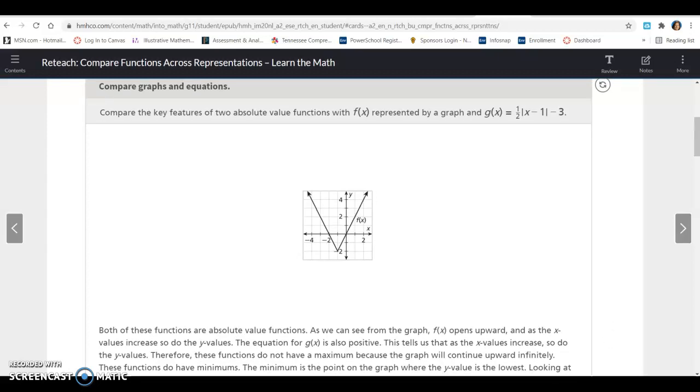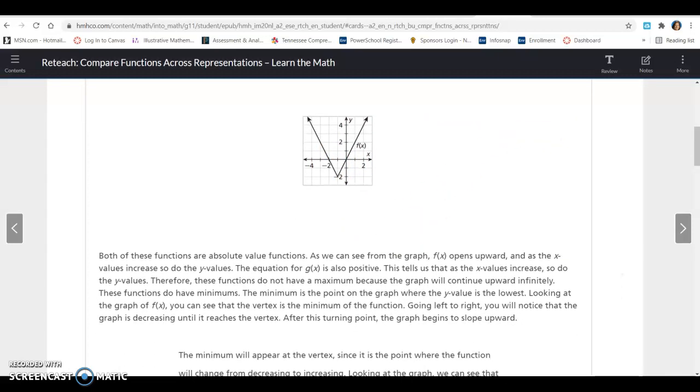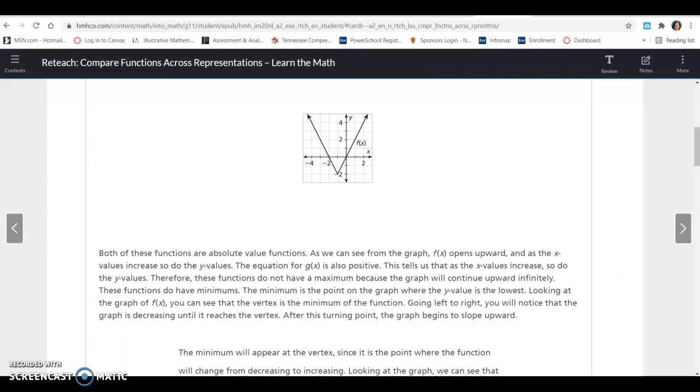The first thing we're going to look at is compare the key features of two absolute value functions, with f of x represented by a graph. F of x is here, and then g of x is an equation. Both of these functions are absolute value. As we can see from the graph of f of x, it opens upward, and as the x values increase, so do the y values. Therefore, these functions do not have a maximum because the graph will continue upward infinitely.